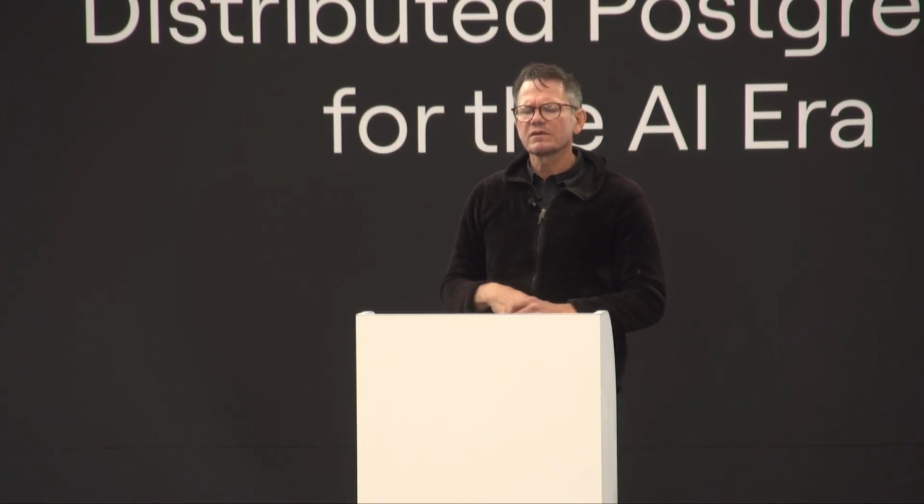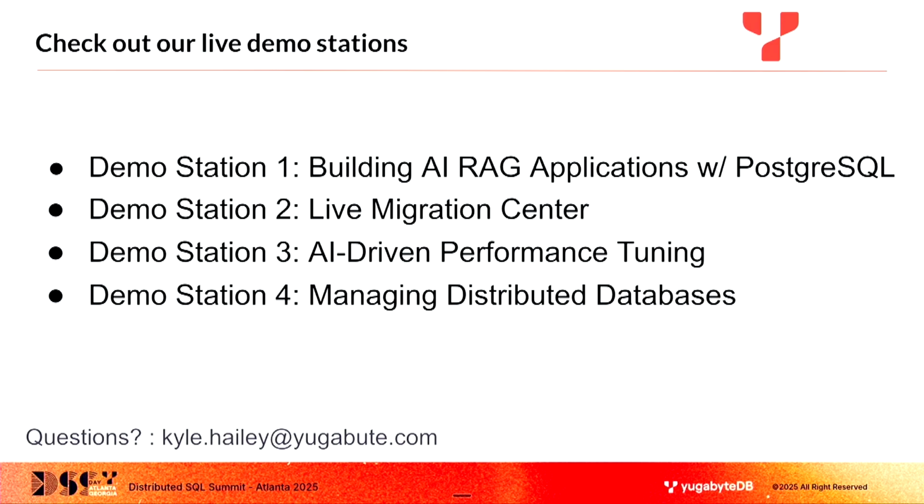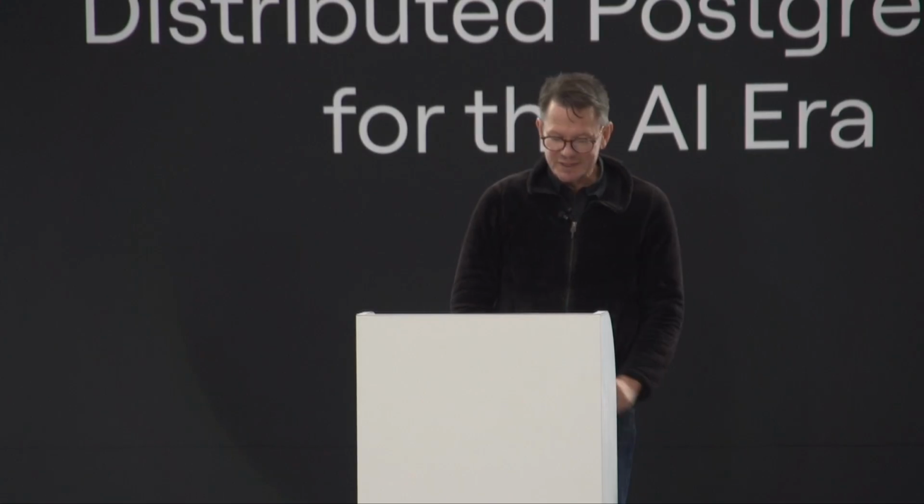But just a review. AI is helping us shift from complexity to clarity. We went from 100 graphs down to 1 graph, 1 page, and still we need to know some knowledge. And now we have AI assistants to guide us through that. So we'll have these things running in the demo grounds after lunch. Like Yushin talked about RAG pipelines, we'll have that. We'll have Voyager, live migration with the copilot. We'll have Performance Advisor with its AI copilot. And then Station 4 will be managing distributed databases. So thank you, and bon appetit.